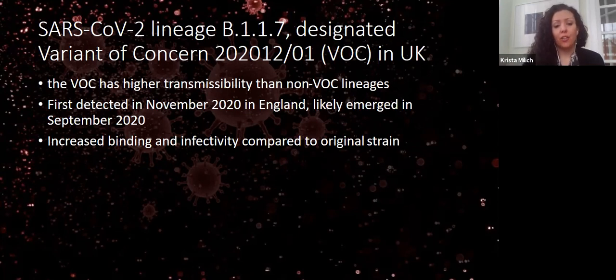We know that there is an increased binding and infectivity compared to the original strain that we were dealing with. So that means that the virus is better at binding to our cells and infecting our cells. You'll remember that coronaviruses are known for those spike proteins. So a lot of what you're going to be hearing about in terms of different variants is changes in those spike proteins that make it easier for the virus to bind to our cells and also infect our cells. And that is obviously a reason for concern.